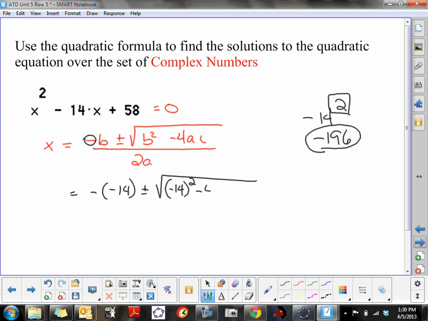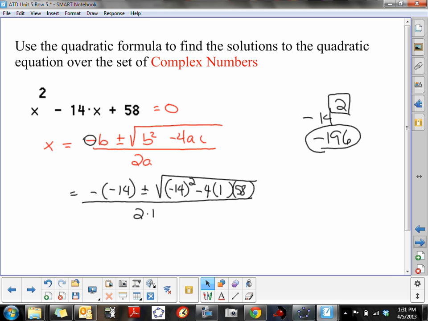Then minus 4 times a, which is 1, and c, which is 58, all over 2a. So I'm going to use that form, and that's 2 times 1. So when you've got two negatives, it makes it a positive. So you've got 14 plus or minus the square root of, we just got done talking about squaring that, it's 196. And then this is the second stickiest spot in the quadratic formula I find people messing up.